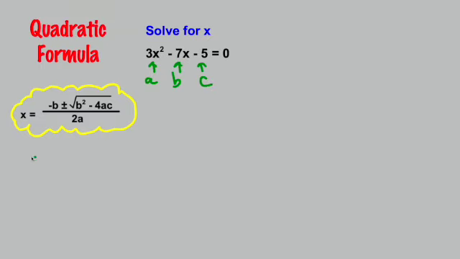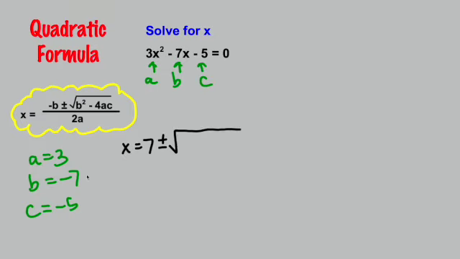So in this case over here, a is going to be 3, b is going to be negative 7, and finally c is going to be negative 5. So once you've identified what a, b, and c are, it's just a matter now of plugging them into the formula. So here's how it works. We have negative b, so that means we're going to take the opposite of negative 7. So x is going to equal 7, and then plus or minus the square root. And then we're going to take b and we're going to square it.